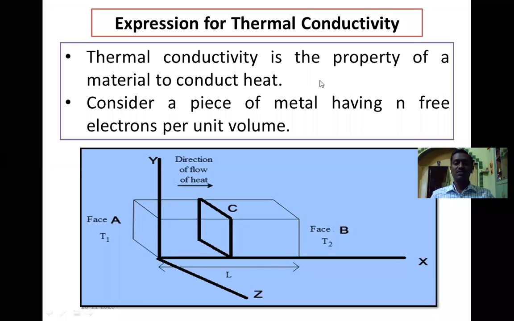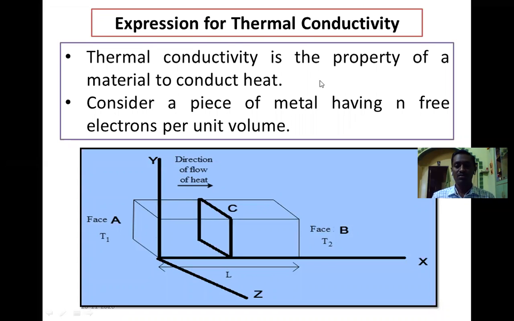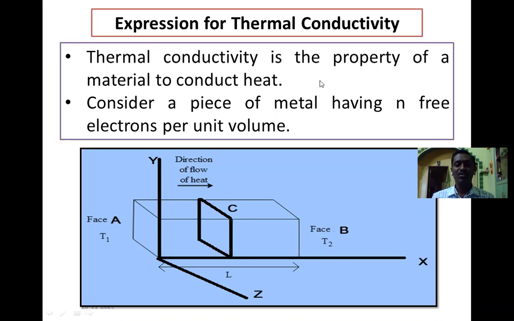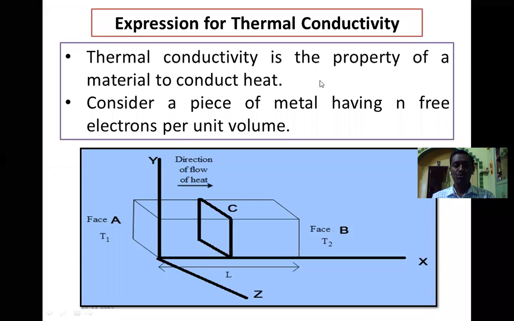The assumptions made by Drude and Lorentz for electron theory, and on the basis of this we have to derive today the expression for thermal conductivity. As we know, the thermal conductivity is the property of a material to conduct heat. It is the ability of a material or conductor to allow the heat to flow through it. So that ability is called the thermal conductivity.